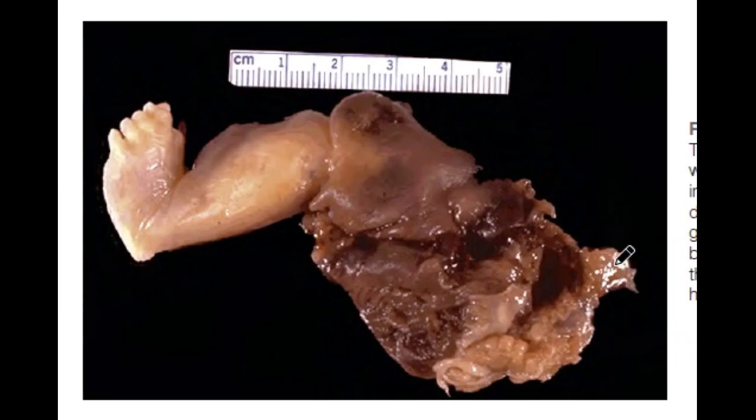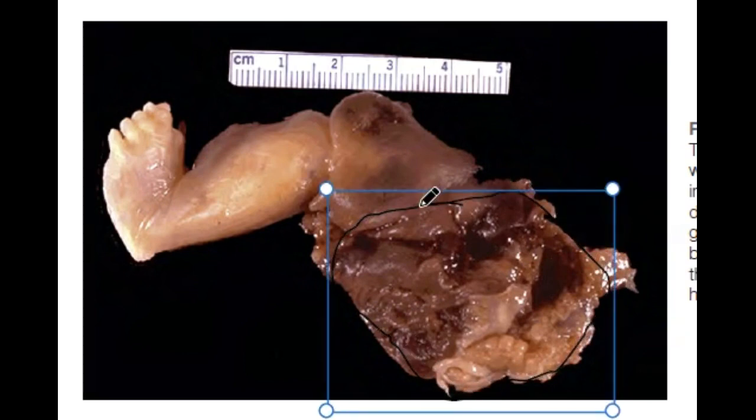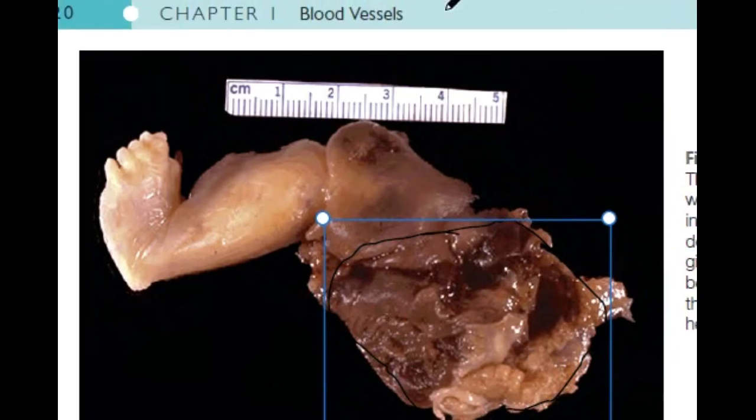Now, if you see, this is a picture of a specimen which is the baby's thigh with a reddish mass seen in the pelvic region. This is the reddish mass which you can see. Actually, this is the congenital hemangioma.